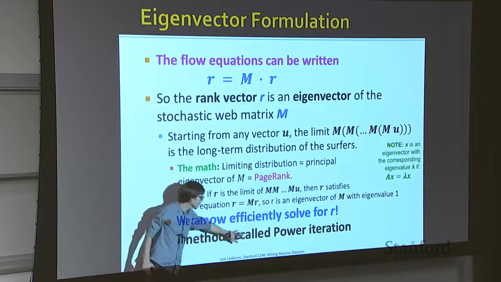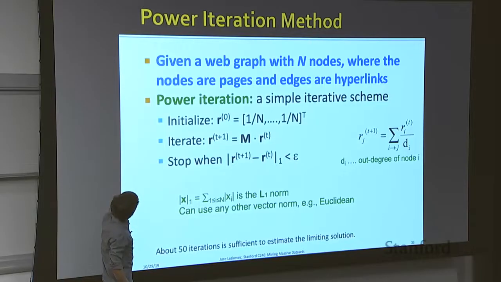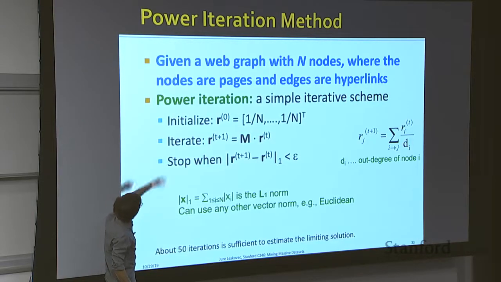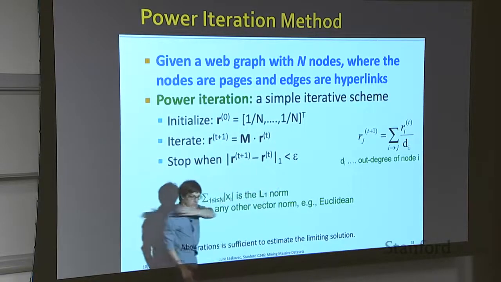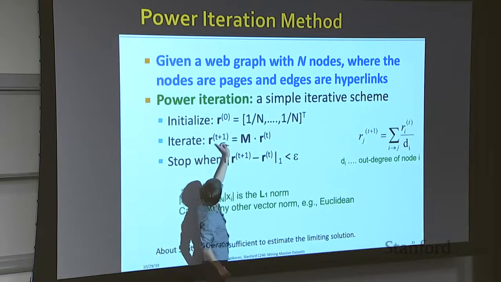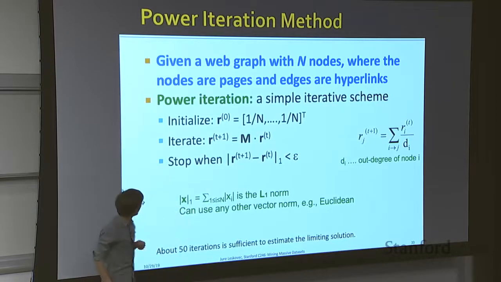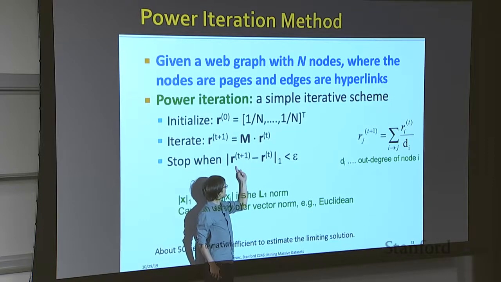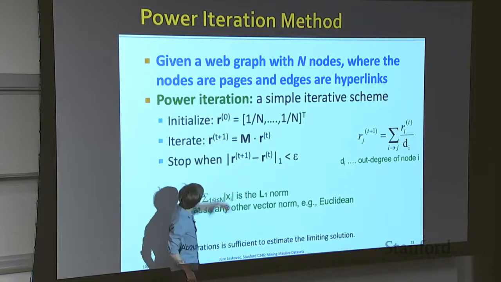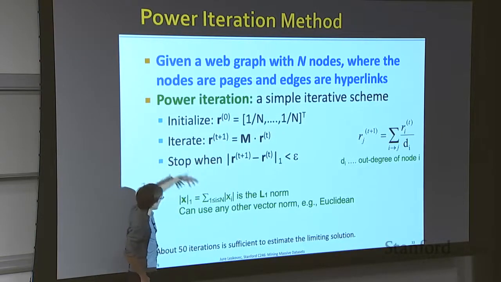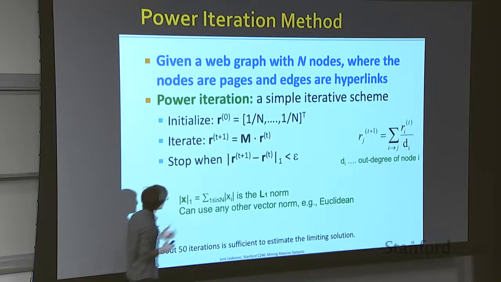This method is called power iteration. So let me tell you what power iteration is. Given a graph with n nodes, all we will do is the following. We initialize r0 to be some vector, let's say 1 over n, just uniform. Then we iterate r at t plus 1 equals M times r at t, and keep iterating until we converge. What does it mean to converge? The difference between the vector at time t plus 1 and the vector at t is less than epsilon. In practice, this iteration will converge in about 50 to 100 iterations, and will be done. So what does this mean?